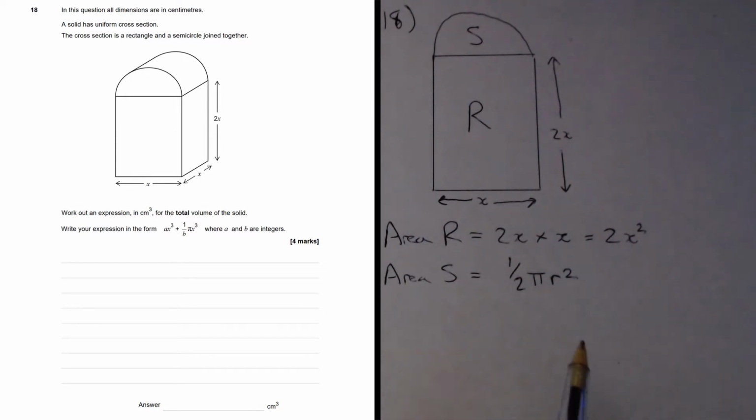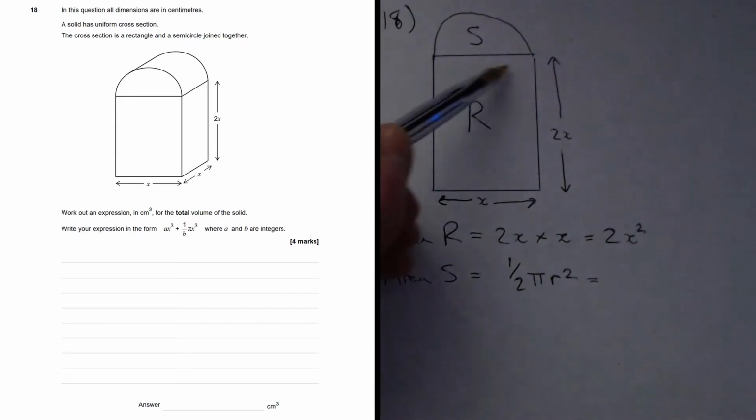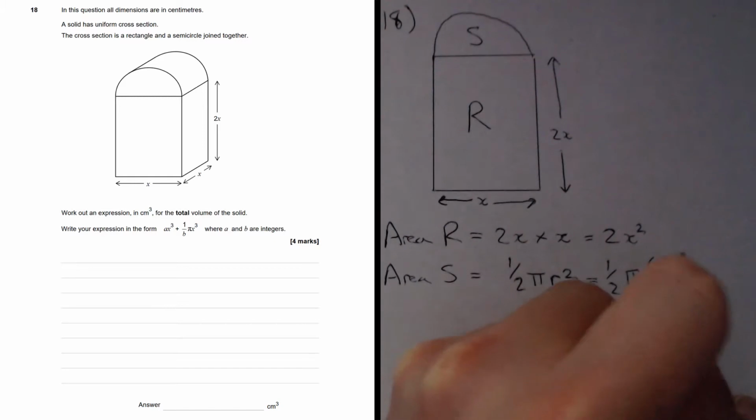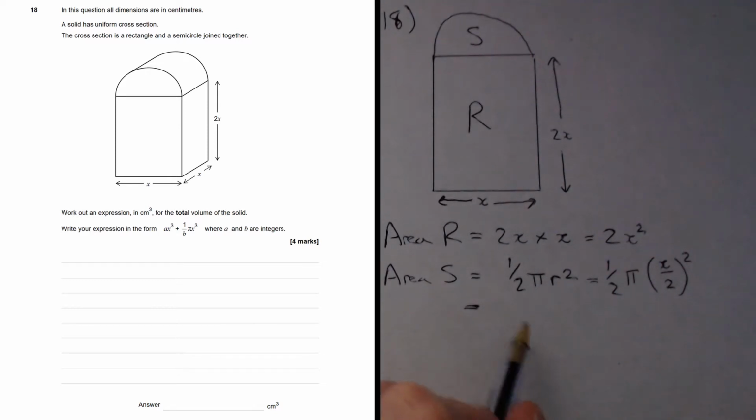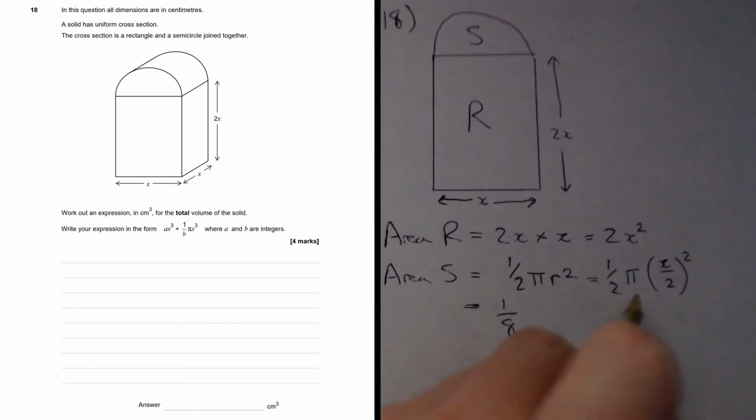But what is r? R is the radius. And we can see that the diameter of the semicircle is x. So the radius is x over 2. So this is going to be a half pi times the radius, which is x divided by 2, all squared. Remember, the whole radius, x over 2, is squared. And if we simplify this, we're going to get that half is going to square to a quarter, times by another half gives us an eighth. Then we've got a pi x squared.